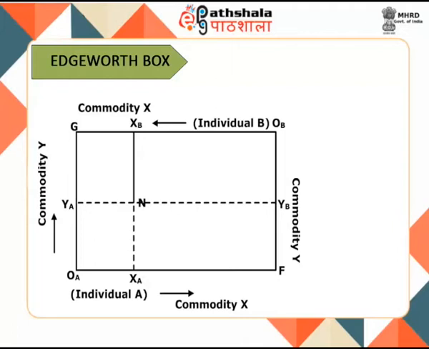This implicit assumption means that there is total usage of each and every commodity for the economy as a whole. Thus, by construction, any point in the box represents the division of total quantity of X or Y in between individuals A and B, so that XA plus XB is equal to X, YA plus YB is equal to Y.